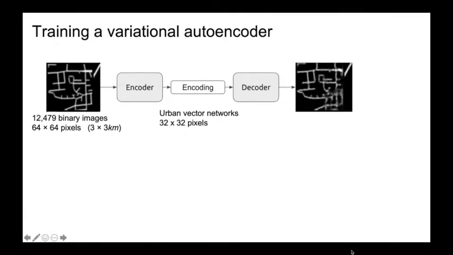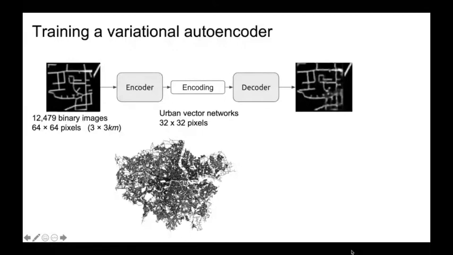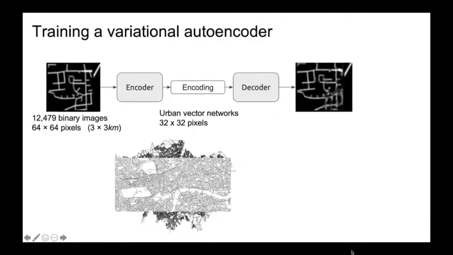As input data, we use a little more than 12,000 binary images that are 3 by 3 kilometer pieces of street networks, and we encode them into something that we call urban vector networks, which go down to half of the original images in the encoding part. So we are not really trying to classify cities like this. That would be really hard. We end up with pieces of cities. When we say that we are comparing cities, that's not entirely true.